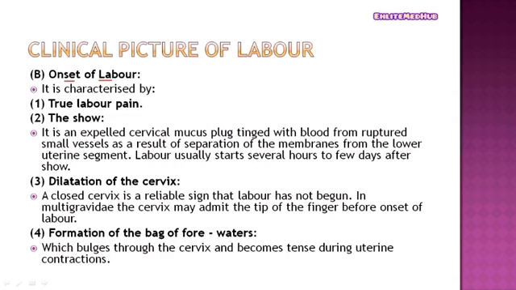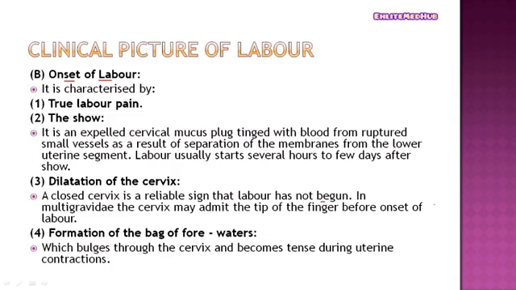Third is dilatation of the cervix. A closed cervix is a reliable sign that labor has not begun. In multigravida, that's women who have given birth multiple times, the cervix may admit the tip of the finger before the onset of labor. So dilatation is just the opening of the cervix.